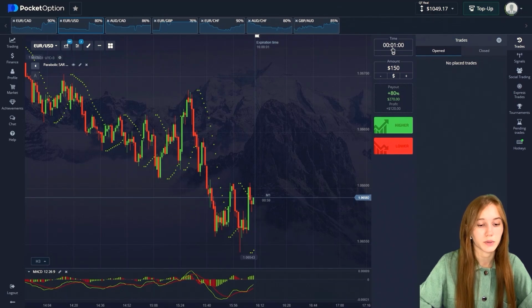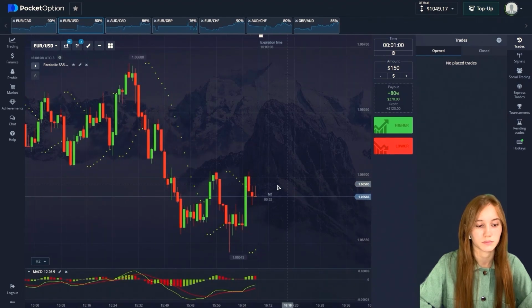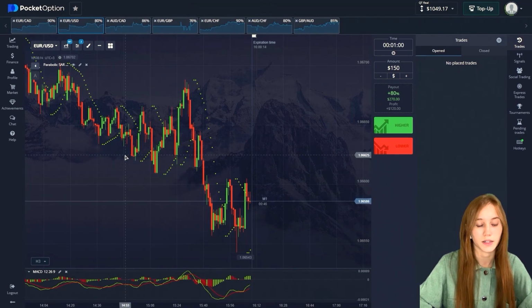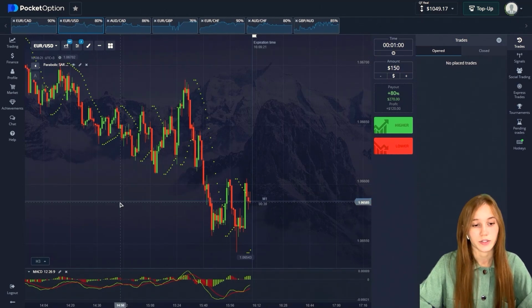One minute time frame on our chart. Currency pair, we'll trade with this. Indicators, parabolic and MACD. We use this strategy to trade.